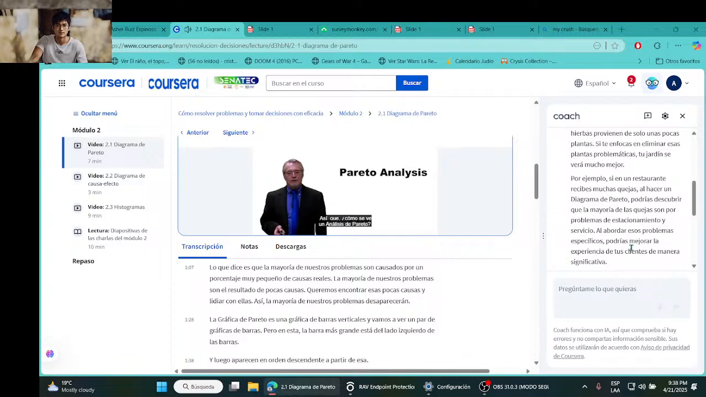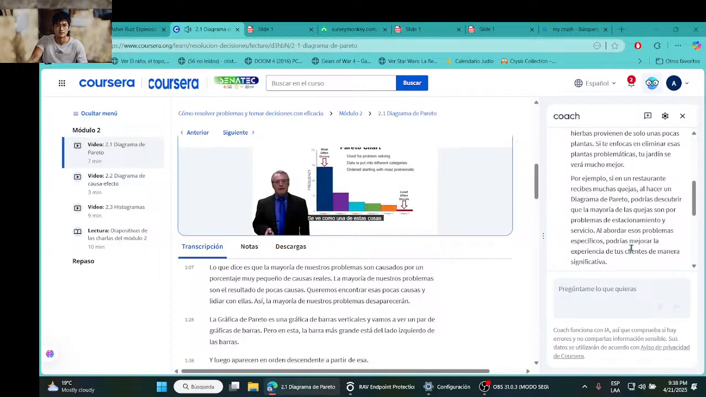So what does a Pareto analysis look like? It looks like one of these things. We have some bars, a tall bar out on the left side and a small bar out on the right side. It's used for problem solving. Data is put into different categories, and then it's ordered starting with the most problematic.